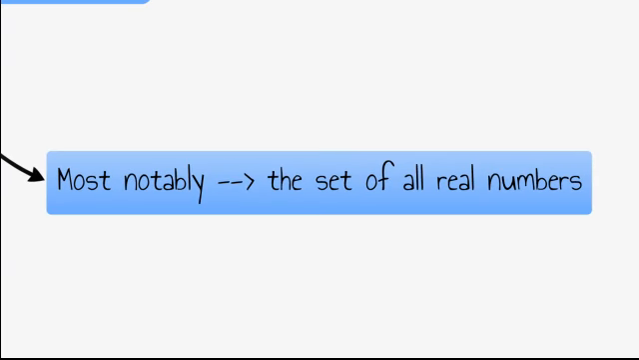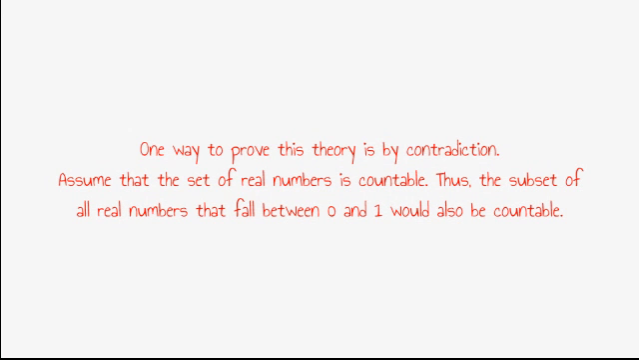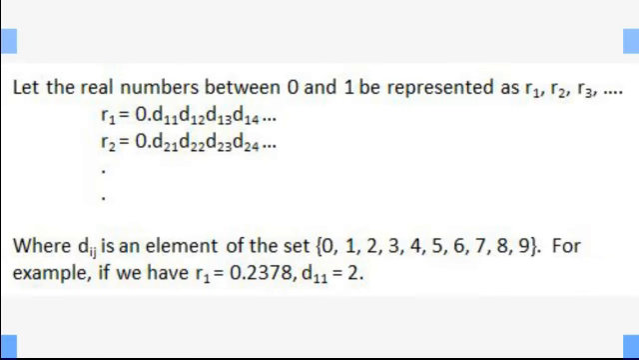The most notable set of uncountable numbers is the set of real numbers, the reason being that every real number has its own unique decimal expansion. One way to prove this theory is by contradiction. Assume that the set of real numbers is countable. Thus, the subset of all real numbers that fall between 0 and 1 would also be countable.